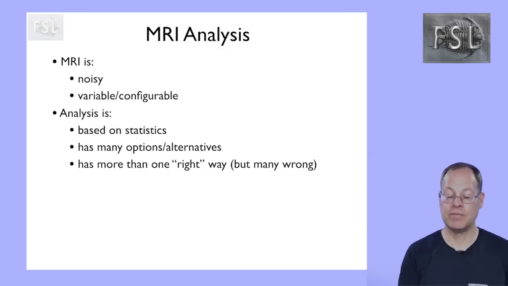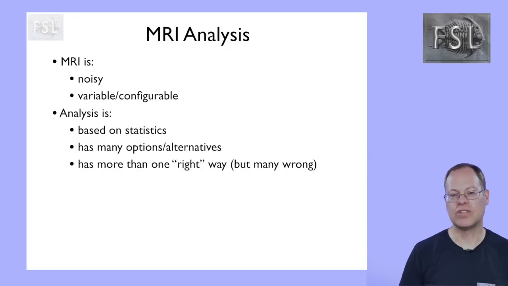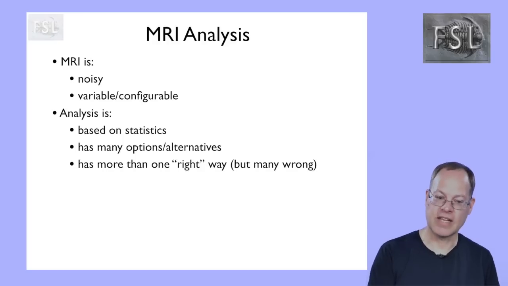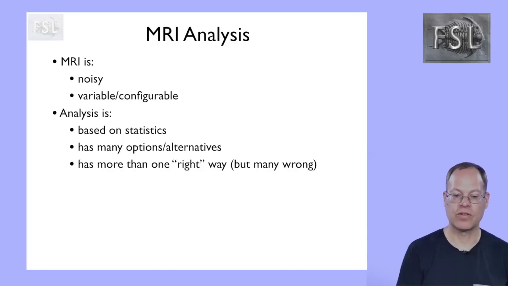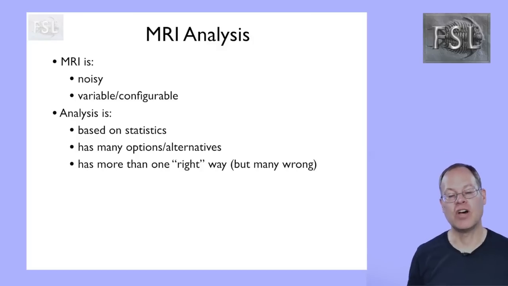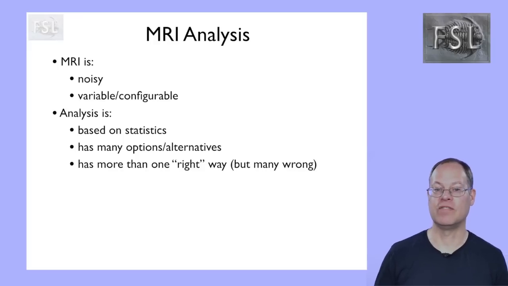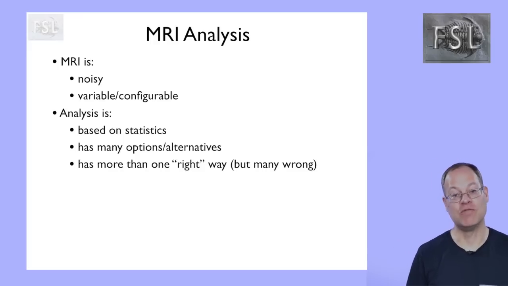It also has to be based on statistics, because that's what deals with the noise. And even if we know exactly what kind of acquisition we've got, there's often more than one right way to do an analysis. There's often several different types of analysis with different pros and cons associated with them. But that's not to say that there aren't wrong ways of doing analysis. There are definitely wrong ways, and you need to avoid those.